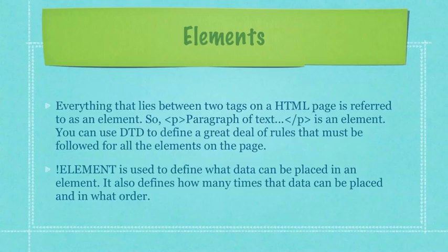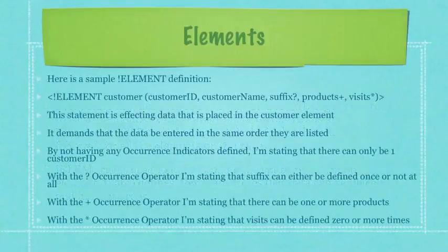ELEMENT is used to define what data can be placed in an element. It also defines how many times that data can be placed and in what order. Here's an example element definition. This statement is affecting data that is placed in the customer element. It demands that the data be entered in the same order they are listed.